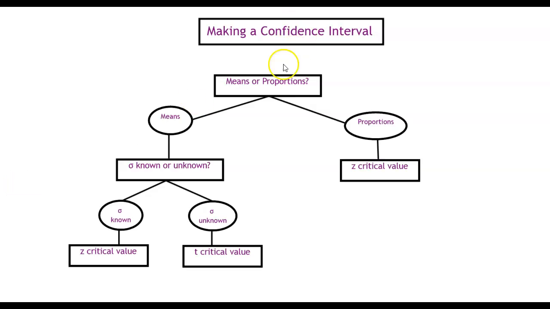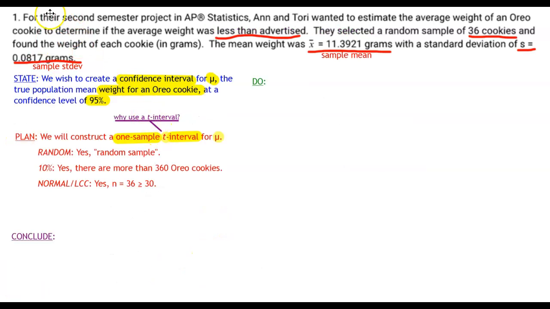Anyway, following this, we know that we're dealing with means. We know the standard deviation of the population is unknown, so we must be using the t critical value. That's why we're using a t interval. Next, the way that I like to set up my paper is like this. I'll have the do step all on the right-hand side of the paper, so I have all of this space in order to do the do step, and then conclude is going to be back over to the left-hand side.